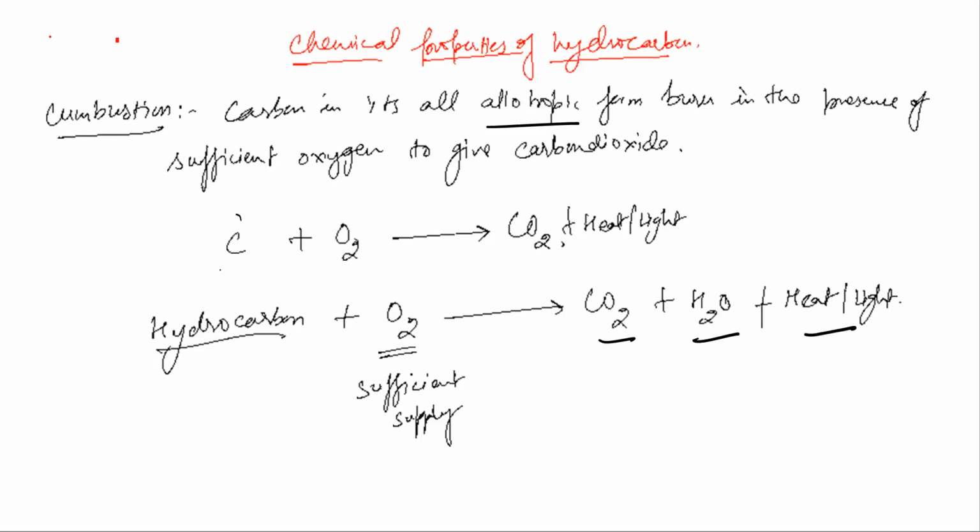If we burn the carbon in the presence of oxygen, it gives you carbon dioxide plus heat and light. And you know that a hydrocarbon has hydrogen also with carbon. So if we burn a hydrocarbon in the presence of oxygen, it gives you carbon dioxide and water. The carbon in the hydrocarbon gives carbon dioxide, and when hydrogen burns, it gives you water.